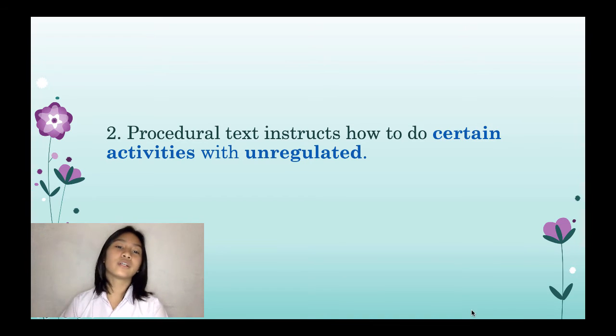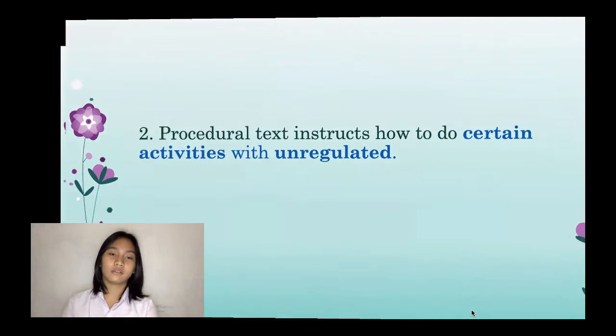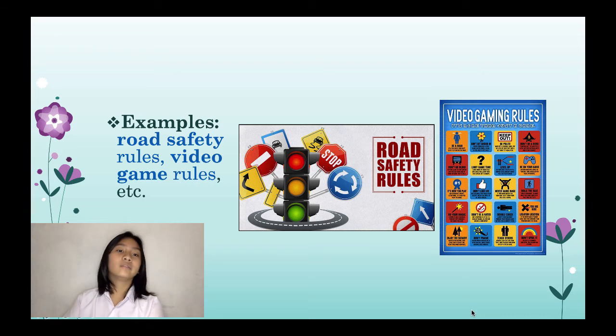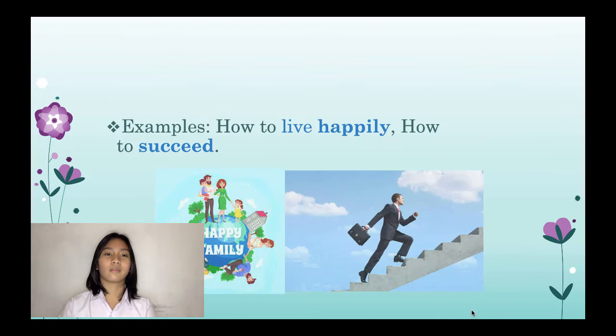Next, procedural text that instructs how to do certain activities with unregulated rules. For example, road safety rules, video game rules, and the rest. Third is procedural text related to nature or human behavior. For example, how to live happily, how to succeed.